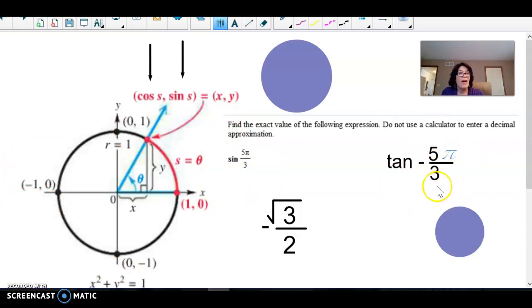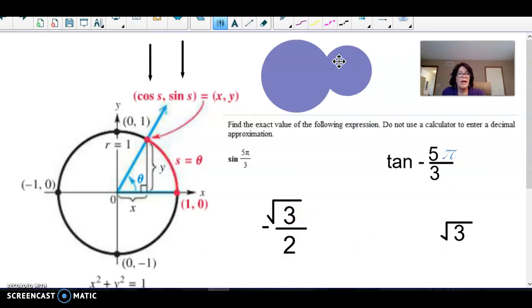Negative 5 pi over 3. I got to think, okay? I'm not here. I'm going to go negative 5 pi over 3. Doesn't that just take me to pi over 3? If I'm going in the negative direction, 5 pi over 3. So the tangent of pi over 3 is square root of 3. You'd have to look at your unit circle maybe. Like once you have those in your head, you know what it is. So that's going to be square root of 3 as well.